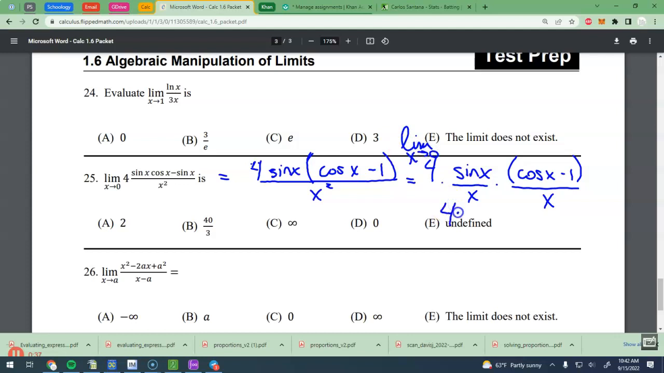So the 4 is just a 4. The limit of sine of x over x as x approaches 0, remember you look at the coefficients, it's 1 over 1, so that's 1. But then the limit of cosine of x minus 1 over x is 0. So that's why if you didn't see the 4, it didn't matter, because you're multiplying by 0 anyways. They kind of snuck it in, but it really impacted things.